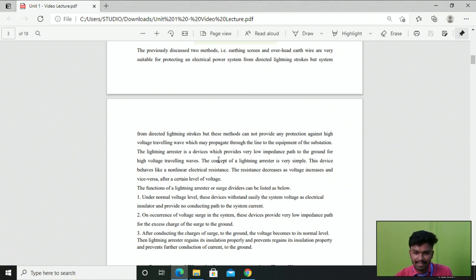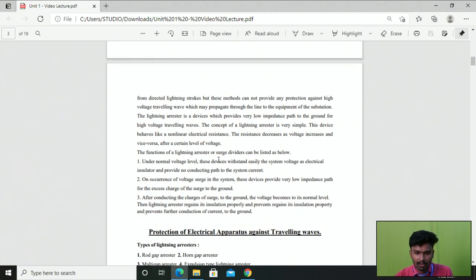The lightning arrestor is a protecting device which provides a very low impedance path to the ground for very high voltage traveling waves. So its main role is to provide a very low impedance path to the ground for these extra surge voltages. The concept is very simple. This device behaves like a non-linear electrical resistance, and the resistance decreases as the voltage increases, and vice versa.